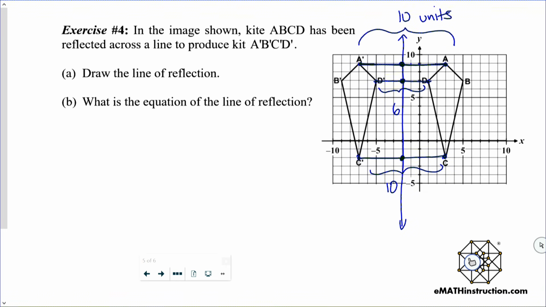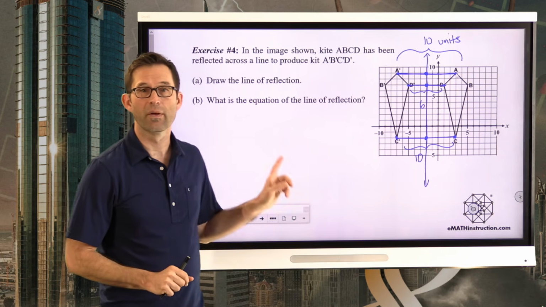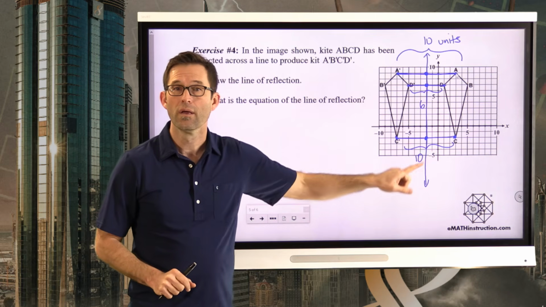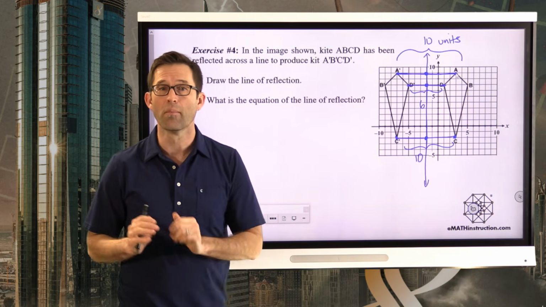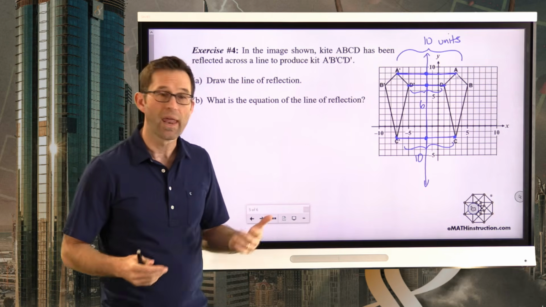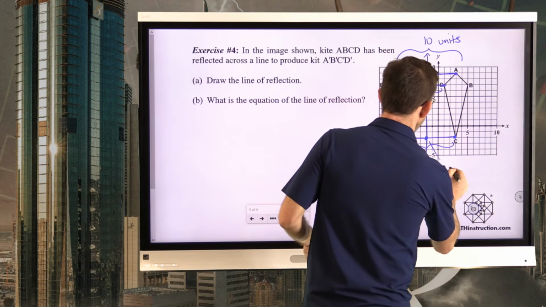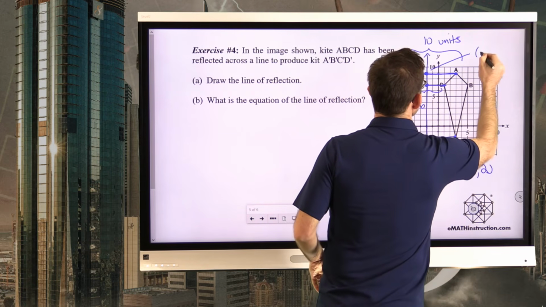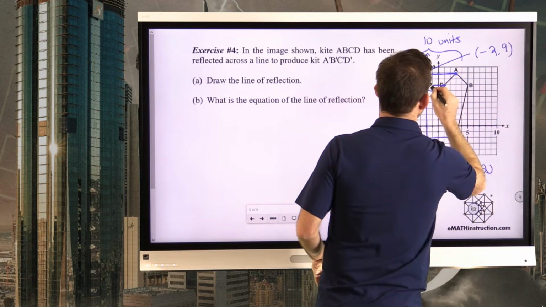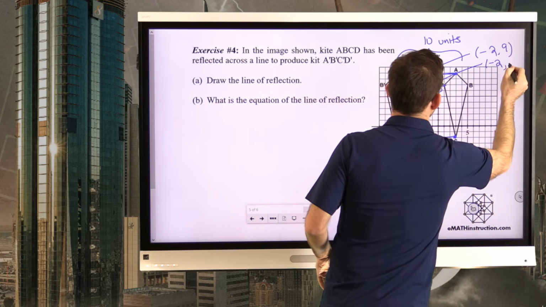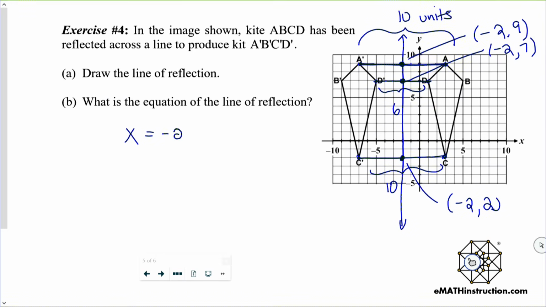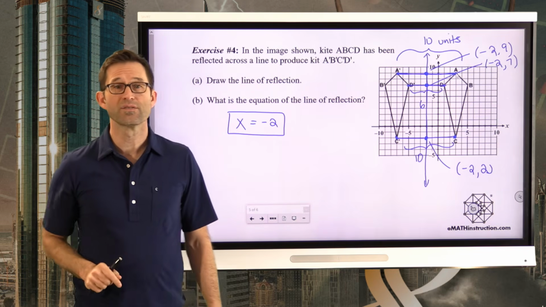Not the prettiest thing on earth, but there we have it, and that's really what I've been asked for in letter A. The question is, what's the equation of the line? Well, it's a vertical line, so that's going to have x equals a number. And if you're wondering what number, you could actually read off the coordinates of all these points. This is -2, 2. This one is -2, 9. This one's at -2, 7. They all look like points where x is equal to -2. And therefore, that's its equation.